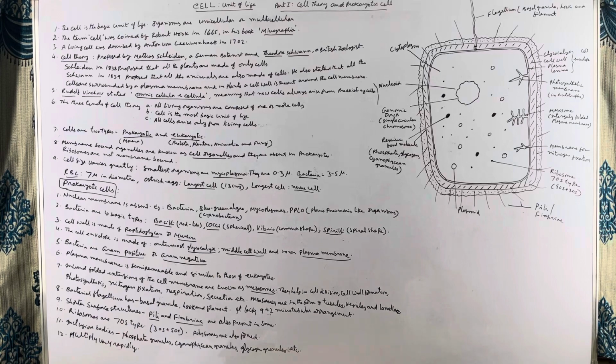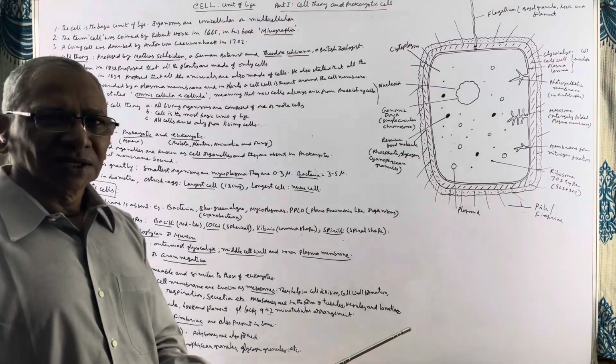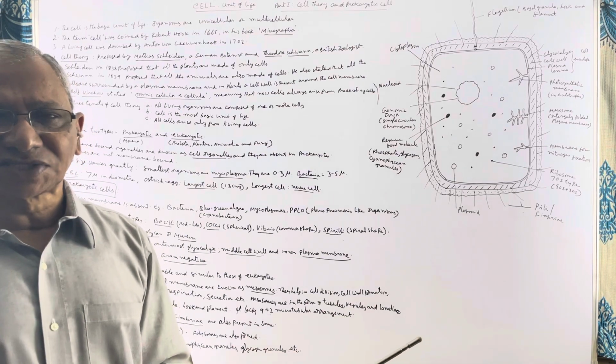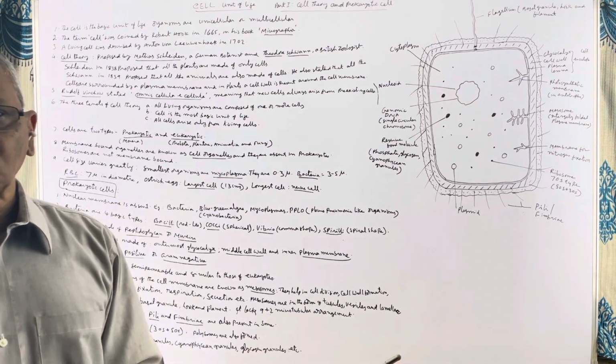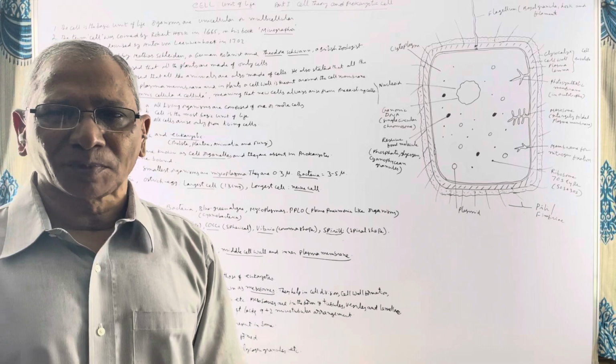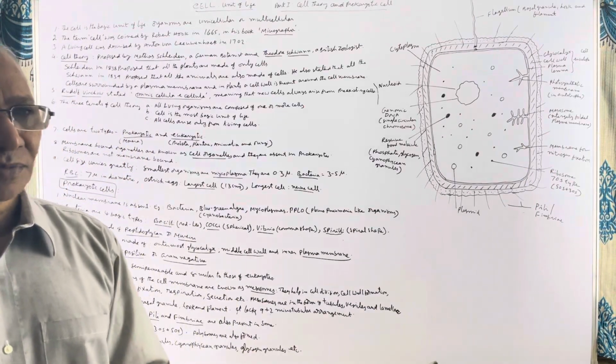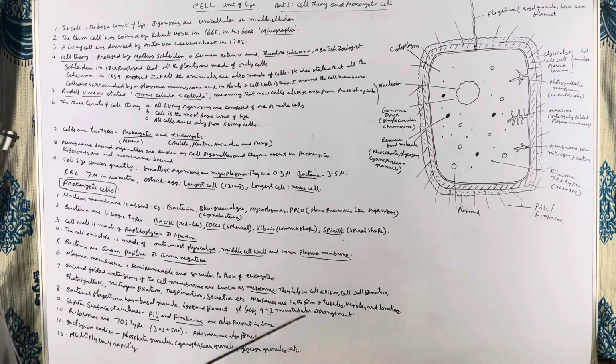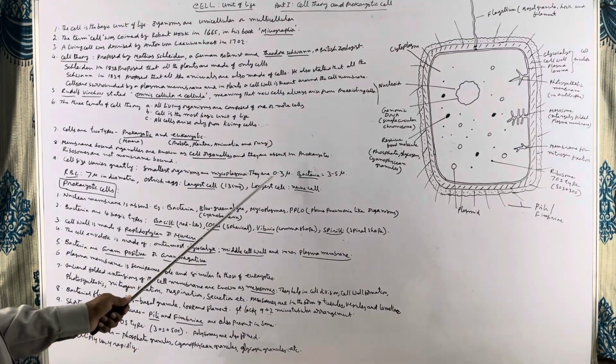Then, coming to the cell size. The size of the cells varies greatly. The smallest cells are those of mycoplasma. Mycoplasma belong to Monera. Mycoplasma are parasites. They lack a cell wall and they measure only 0.3 microns.